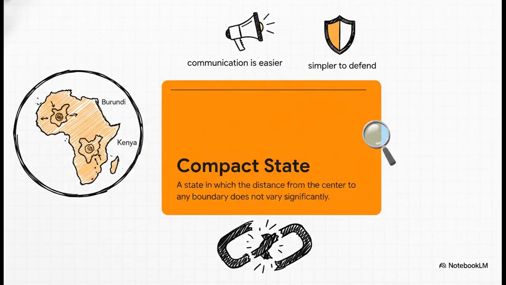First up is the compact state, like Burundi or Kenya. In theory, this is the most efficient shape, right? Communication should be easier, and it's simpler to defend. But, and this is a big but, being compact does not guarantee peace. Both Kenya and Rwanda, for example, have had really terrible conflicts despite having this efficient shape.